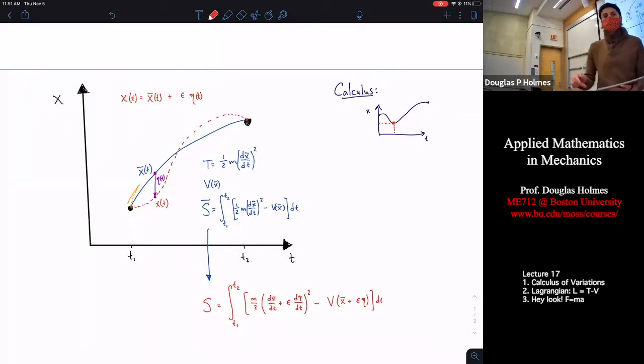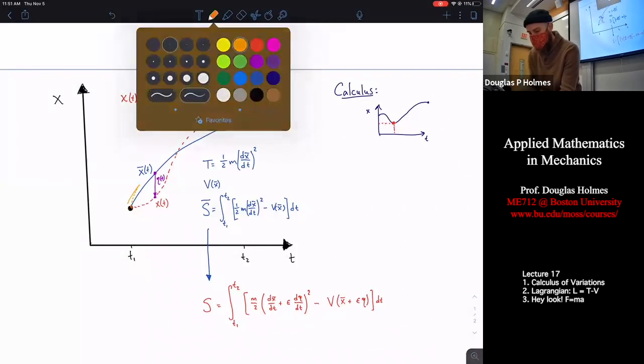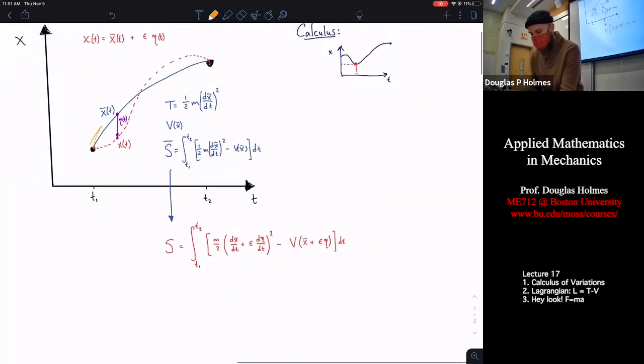How are we feeling? Make sense? All we did is insert that into our action. Now we can do a little math to simplify things. So what do we want to do? Well, we can certainly expand this thing.